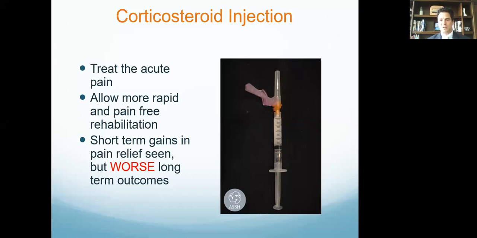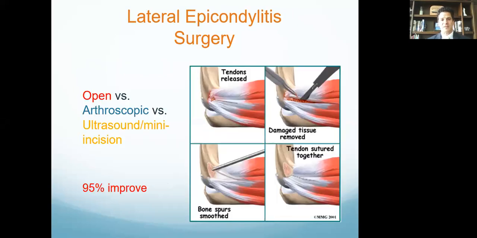So we always try to do some of the other things first, but if we can get you better without it, I think that's a much better option. And then, like all the things we've discussed, there is surgery for this condition. There's different ways to do the surgery. You can either do it open, or you can do it arthroscopic, meaning you make small incisions around the elbow and put a camera in to visualize the tendons from the inside out. And there's also a procedure that uses an ultrasound probe.